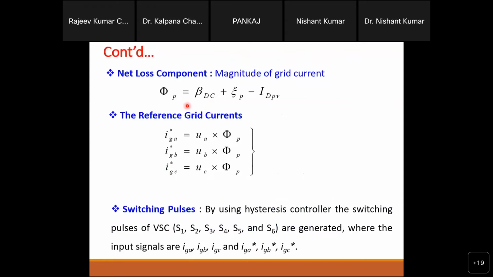Whenever I want to feed into the grid, at that time this reference magnitude should be negative, or we can say out of phase. Whenever I'm going to take power from the grid, at that time it should be positive, so that it behaves like a source, right? So that's why this is like that.